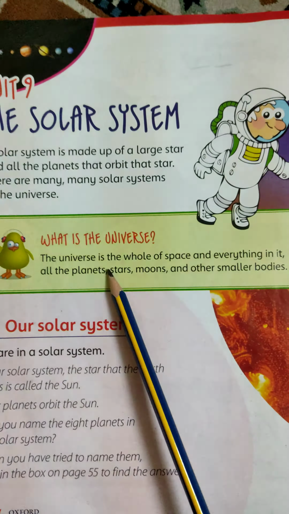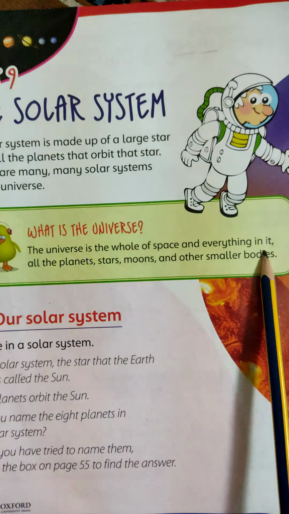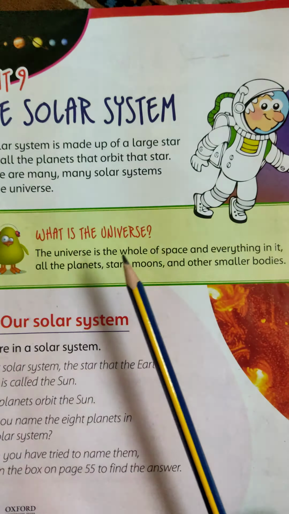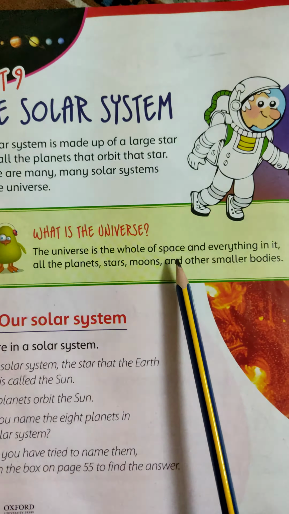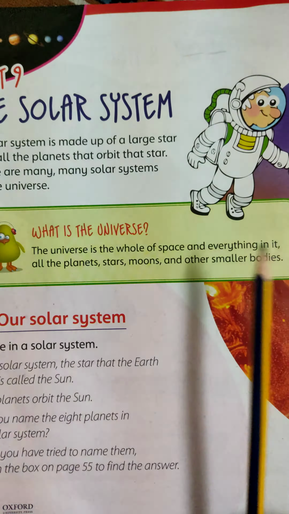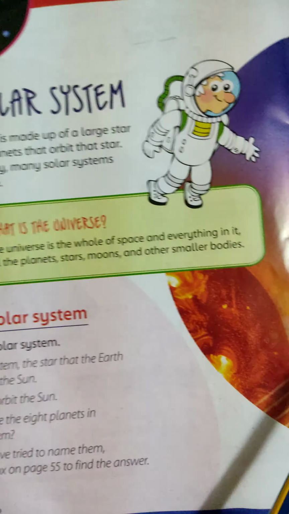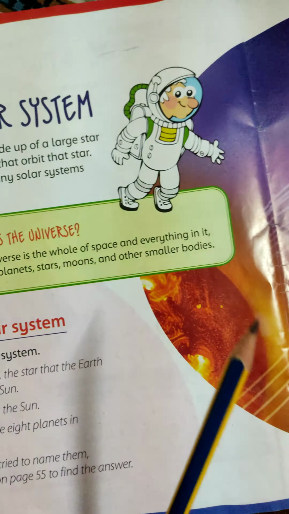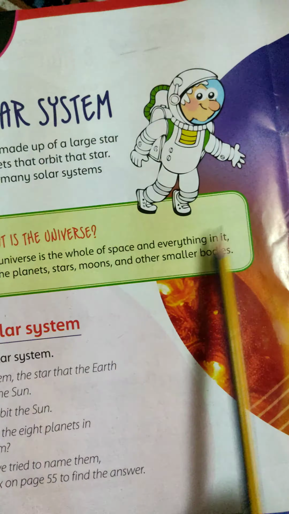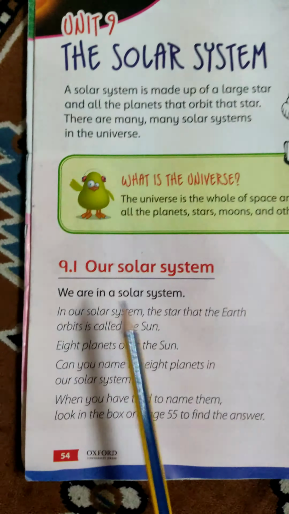What is the universe? The universe is the whole of space and everything in it. All the planets, stars, moon, and other smaller bodies. So, what is the universe? The universe includes all the planets, stars, sun, moon, and other smaller bodies.